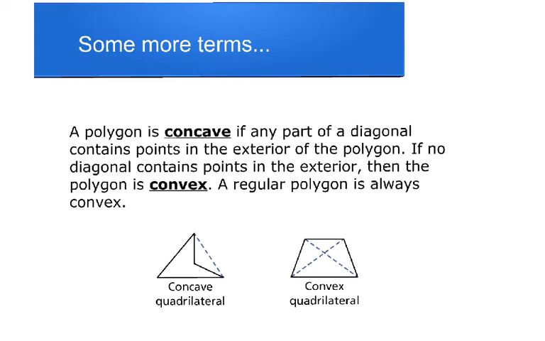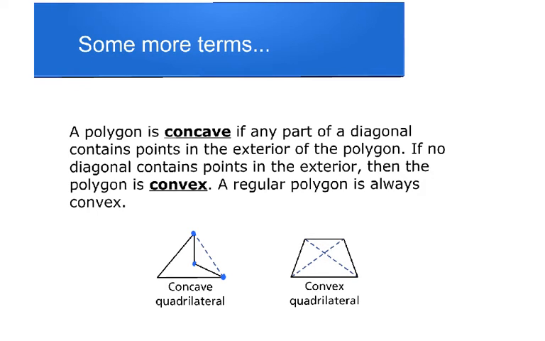Okay, so whenever we were talking about diagonals, I said we're going to connect two vertices together that are not consecutive, meaning they don't lie on the same line, like this and this. These two are consecutive, but these two are not. And when we connect the two of them, well, that diagonal lies on the outside of the polygon. So this means it is concave.